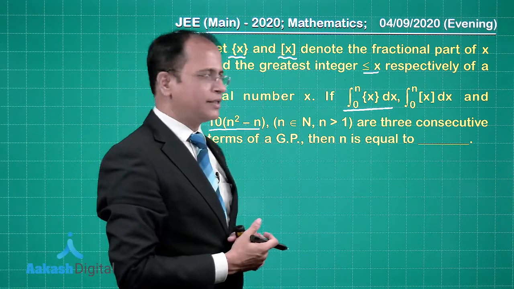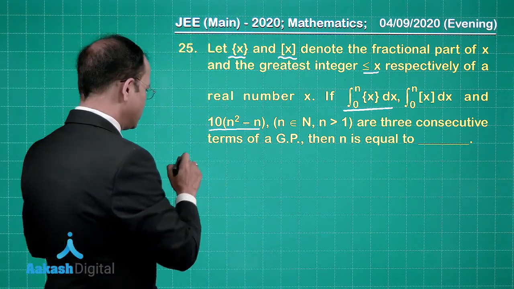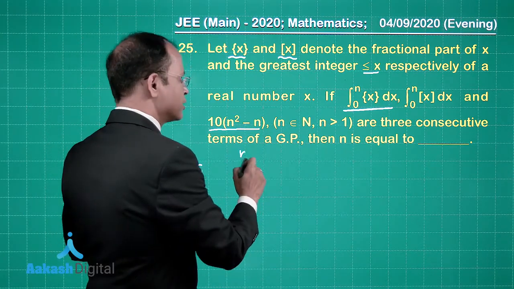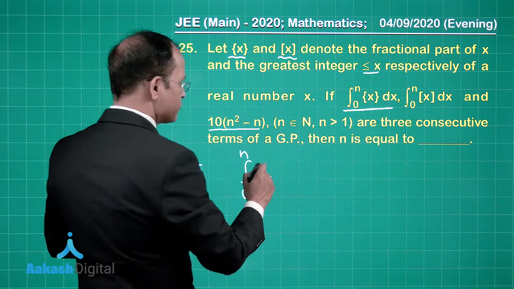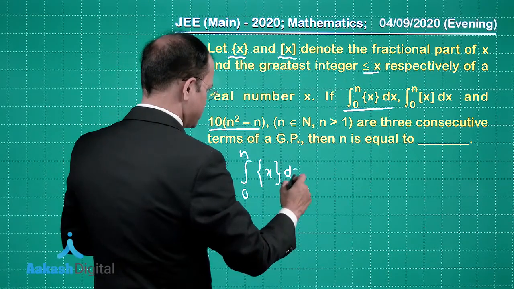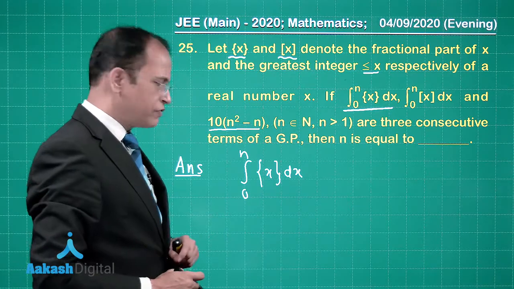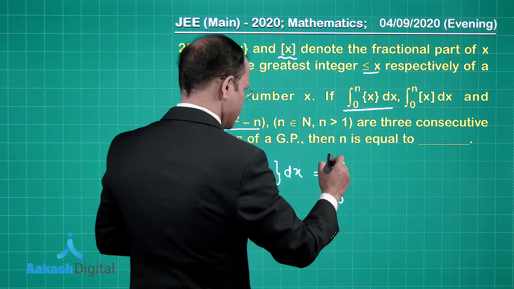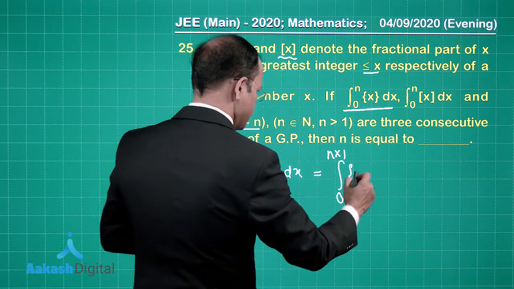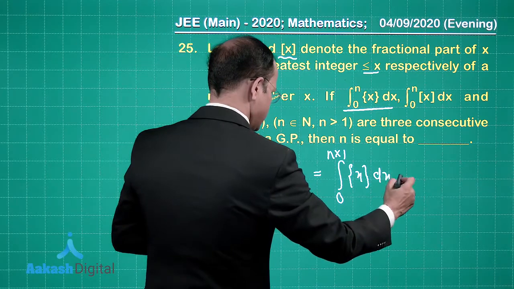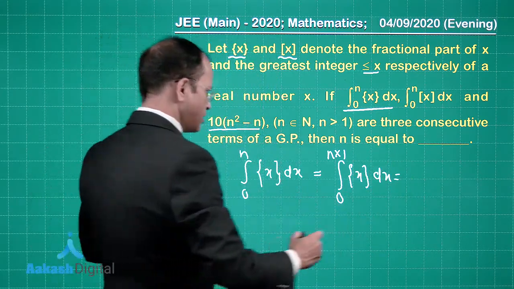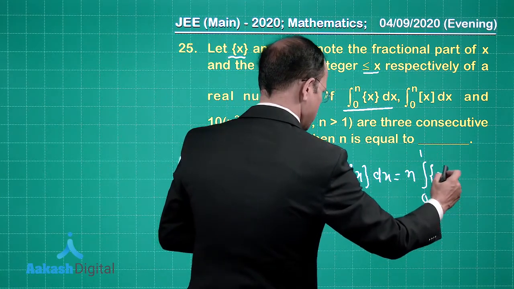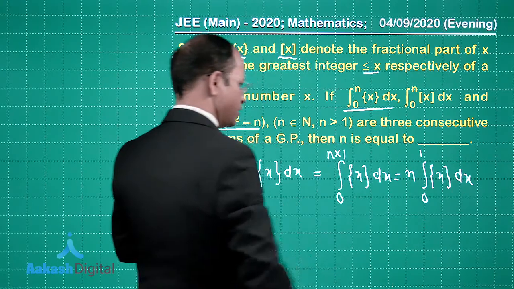So that is the very interesting thing. First of all, let's talk about the integral part, right? If I talk about this integral from 0 to n of the fractional part function, this is a periodic function with period 1, so we can write it in this way: 0 to n, we can write n into the integral over 1 of the fractional part dx. And this is coming out to be n times the integral from 0 to 1, and this is the fractional part we are talking about, right?